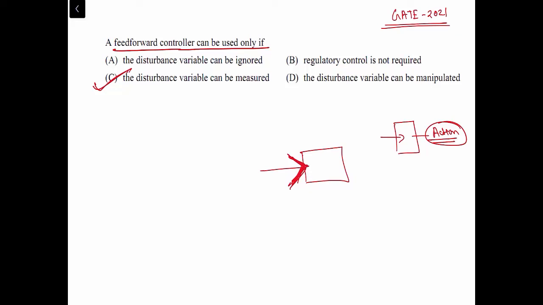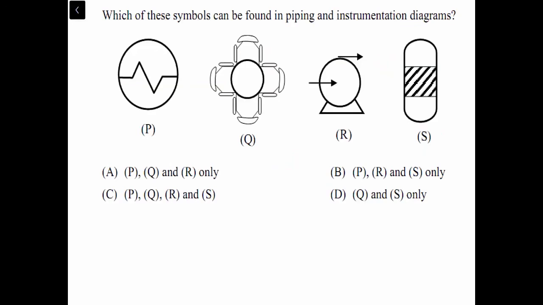Thank you. So this question is from process control and instrumentation. This is from the newly added topic, that is P&ID. If you see here, the question is regarding which symbols can be used in piping and instrumentation diagrams. If you see this first diagram, it is of a heater.